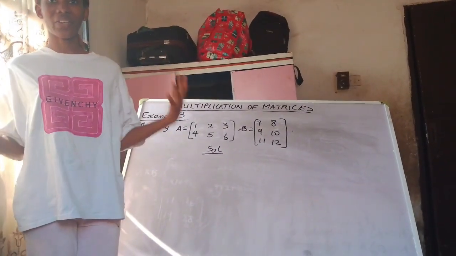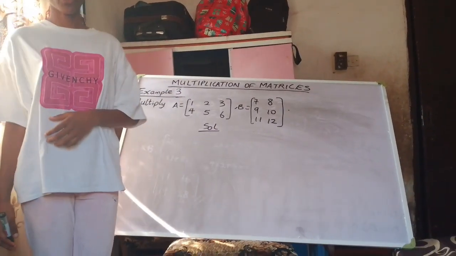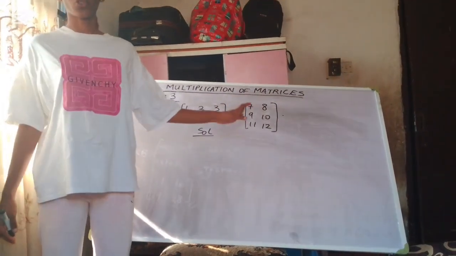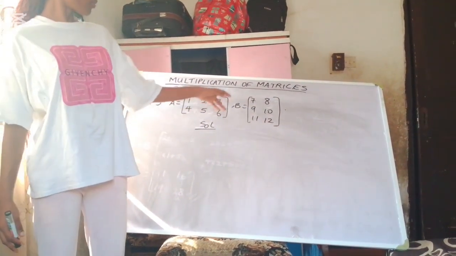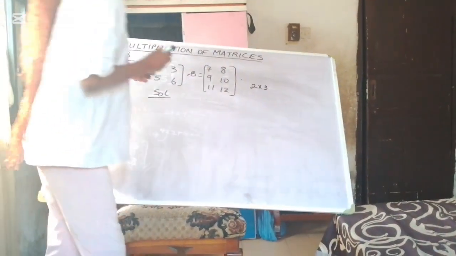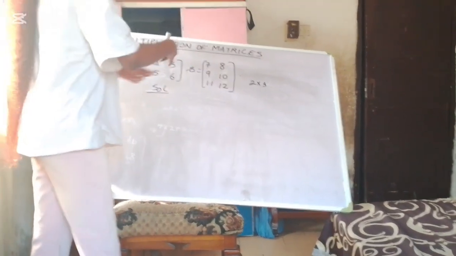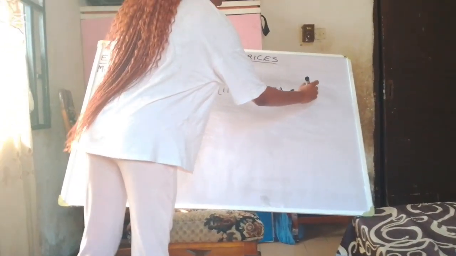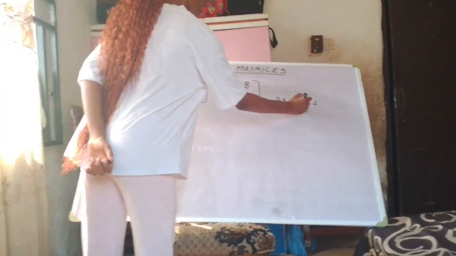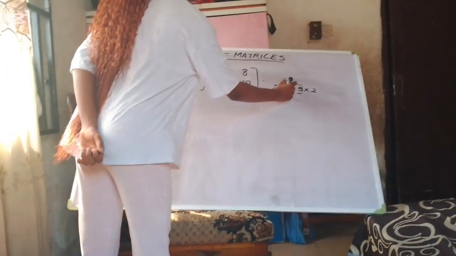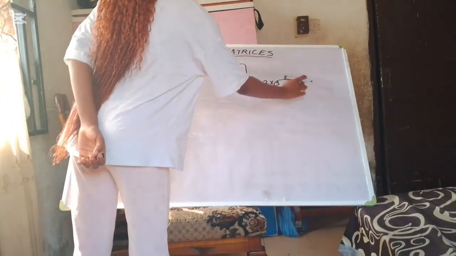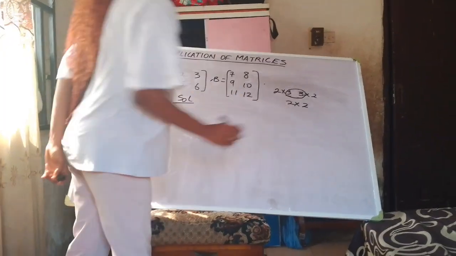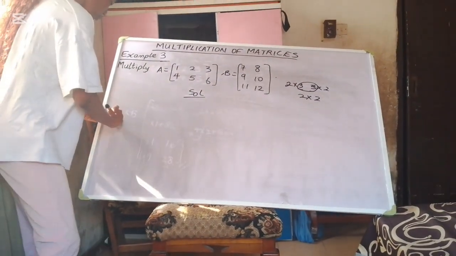Alright, so let's take one final example on multiplication of matrices. We are asked to multiply these two matrices, so let's check if they are eligible for multiplication. The first one is a 2 by 3 matrix, and the second one, B, is a 3 by 2 matrix. Now as you can see, the last number here and the first number here are the same, so these two matrices can multiply. And our resultant matrix will be a 2 by 2 matrix. So let's go ahead and multiply.